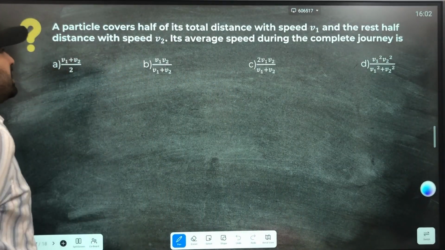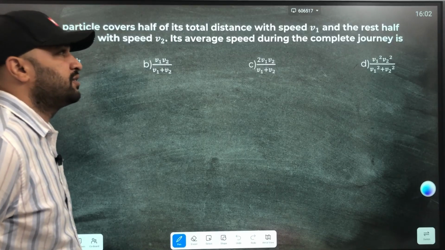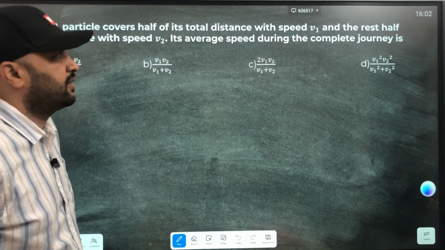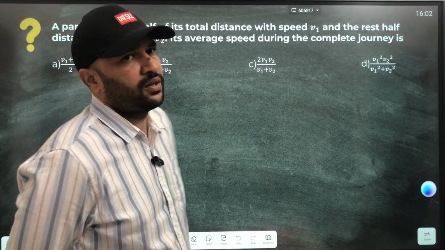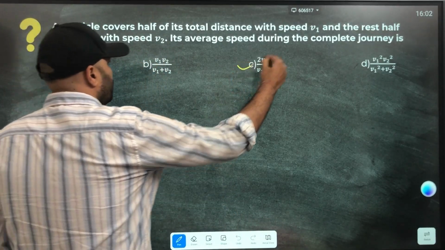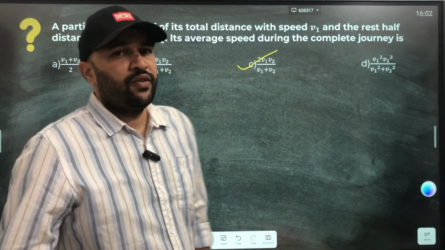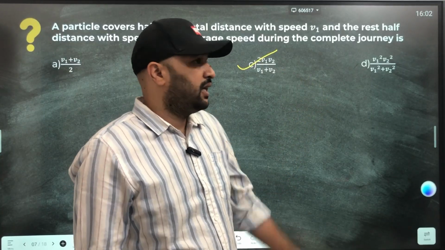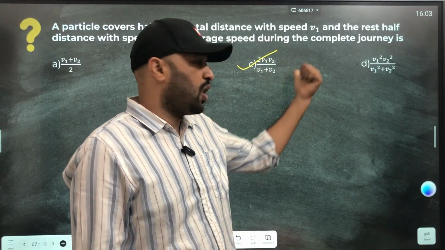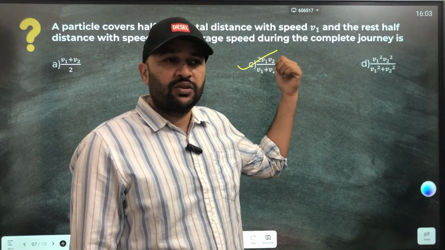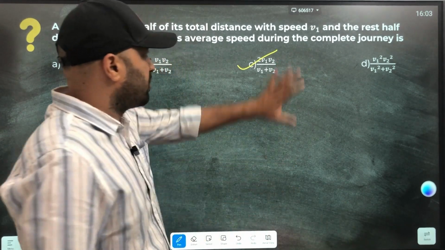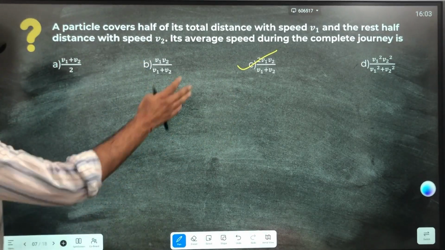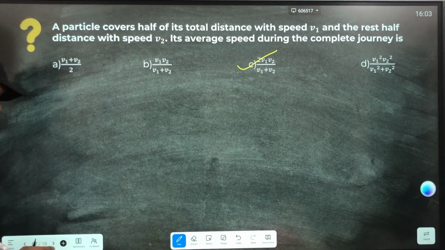Great. Our next question says a particle covers half of its total distance with speed v1 and the other half of the distance with speed v2. Find its average speed during the complete journey. Direct question. You have to remember this. It's 2v1v2 by v1 plus v2. We have already done 3 lectures based on total average speed, so you can watch them to figure out how we got this. I'll not solve this particular question, though it is a PYQ, but they have asked it directly. Let's see the next one.